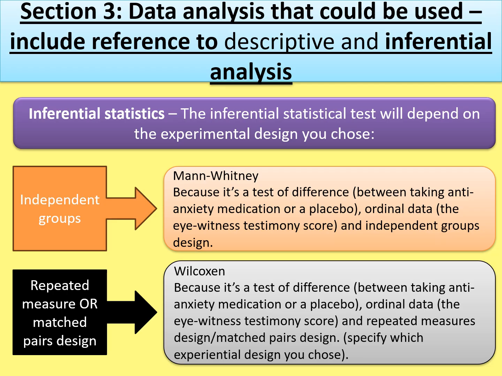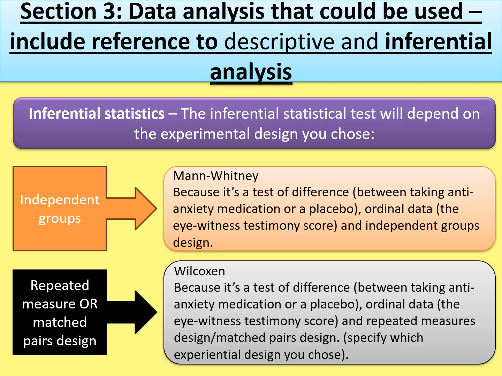So if you chose independent groups, then you're going to say, I would select a Mann-Whitney test because, and then you give 3 reasons. It's a test of difference, and you might say between taking anti-anxiety medication or a placebo. It uses ordinal data, which is the eyewitness testimony score, and it's an independent groups design.